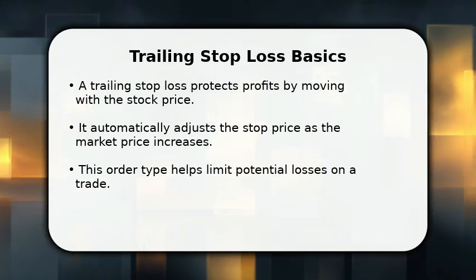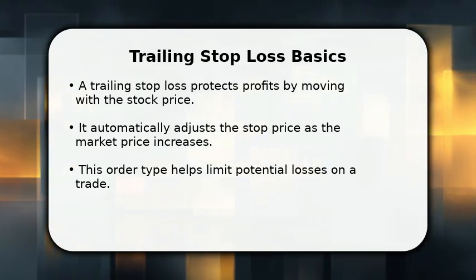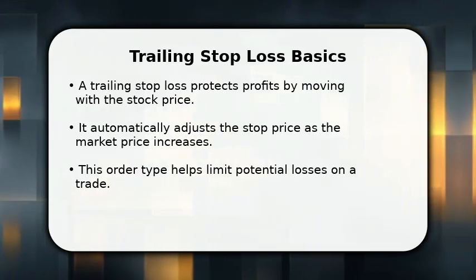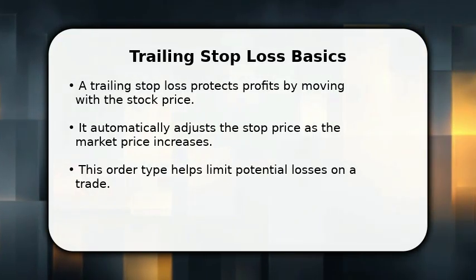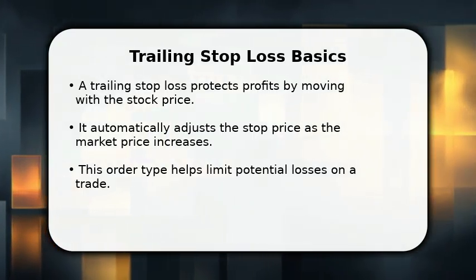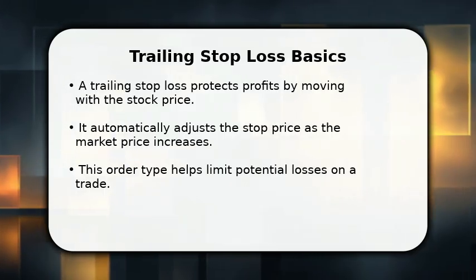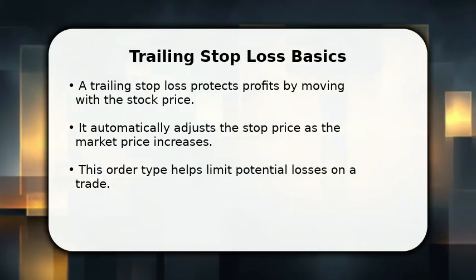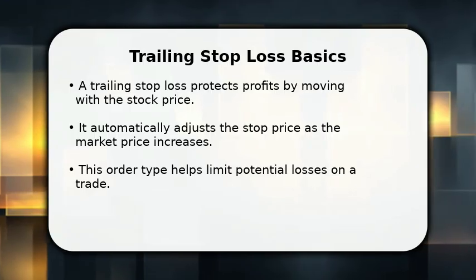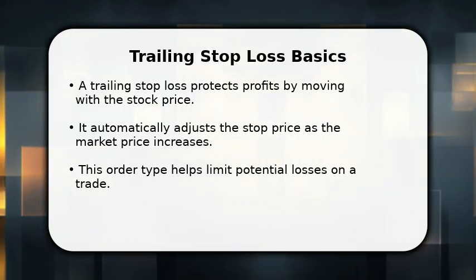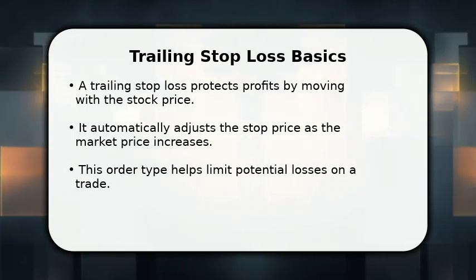Enjoy the video. In this video, I will explain how to use a trailing stop loss on E*TRADE. A trailing stop loss is a dynamic order designed to protect your profits while allowing for potential gains. Unlike a fixed stop loss, it automatically adjusts the stop price upwards as your stock's market price rises. This means your stop price trails the market price by a specified percentage or dollar amount, helping to lock in gains and limit downside risk effectively.